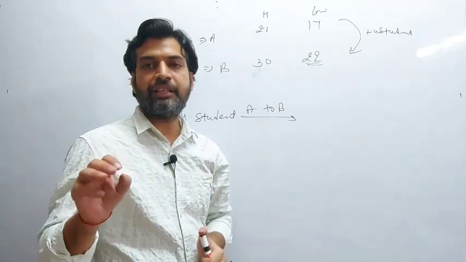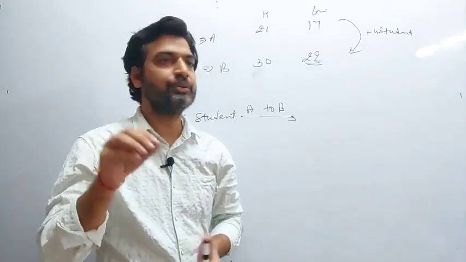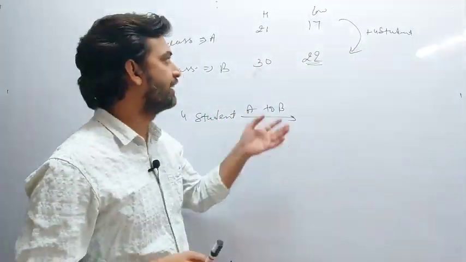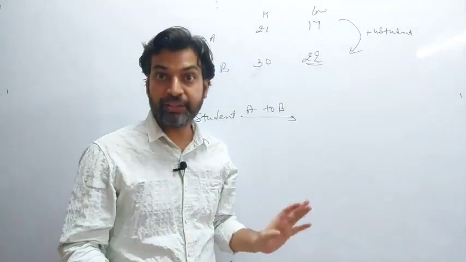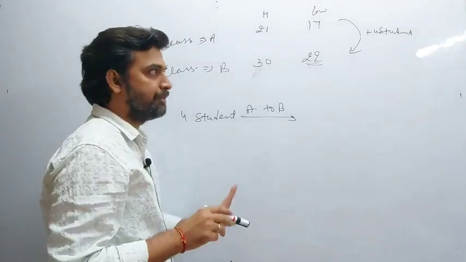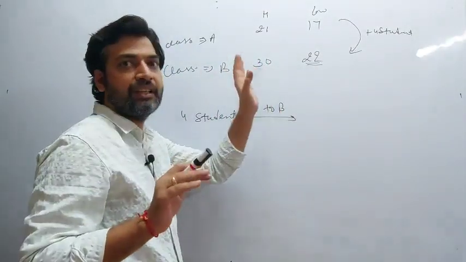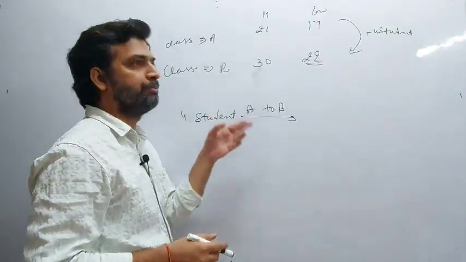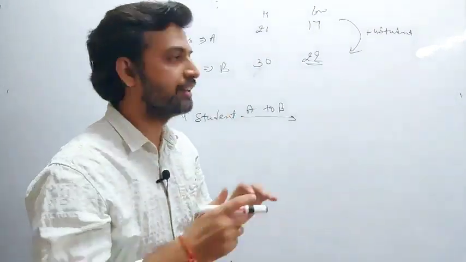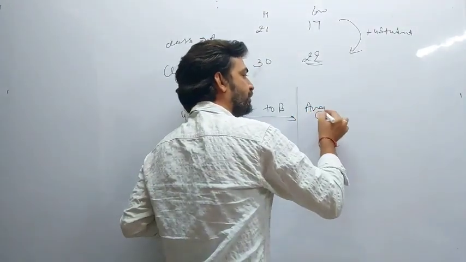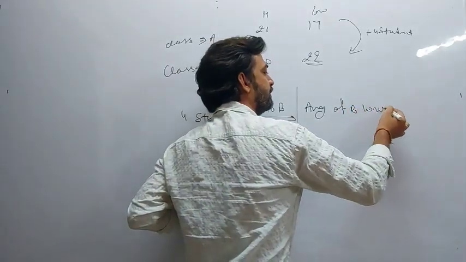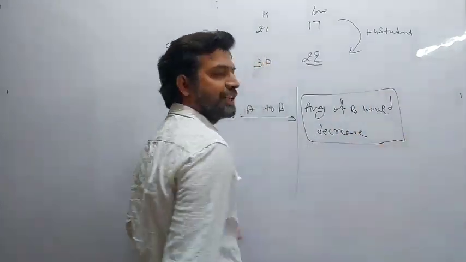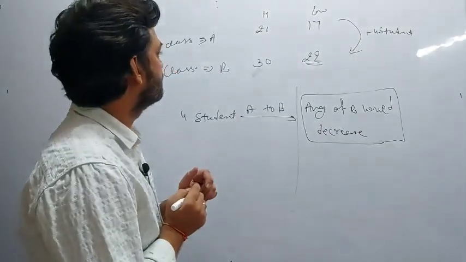That means every student of class B would have to give some value to the 4 students of class A so that they could be equal. So in this case, the minimum score of class B is more than the maximum score of class A. That means the initial average of class B is more than the maximum score of class A. So when we shift 4 students from A to B, the average of B would definitely decrease. So the first statement is right in this case.